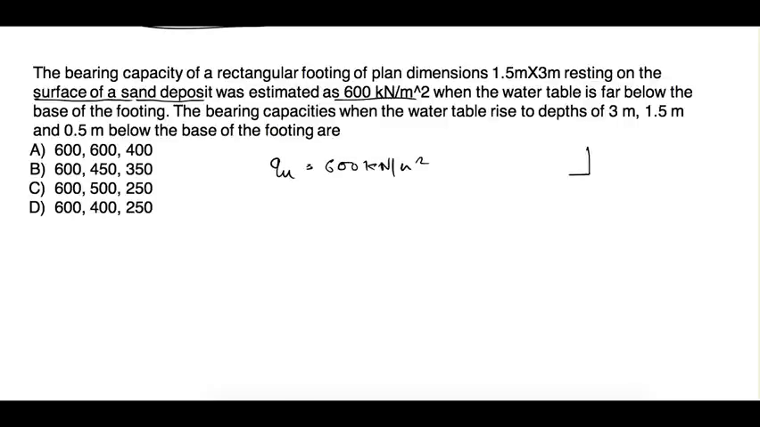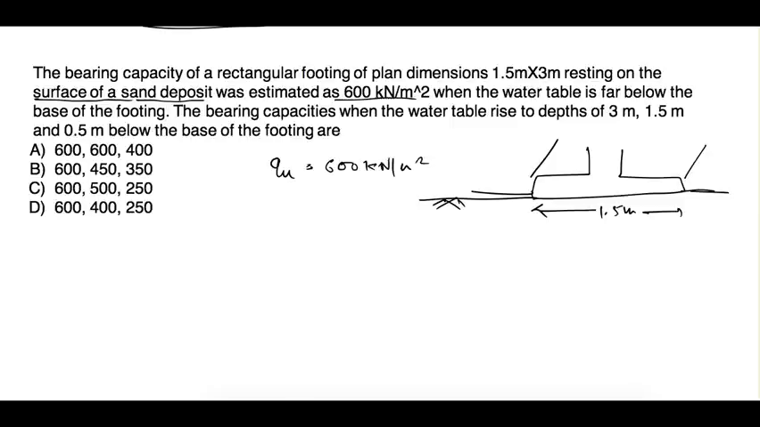What else is given? This is our footing and it is resting on the surface of this sand. So this is our ground surface here, and dimensions are given. So width is 1.5 meter and 3 meter will be in this direction.